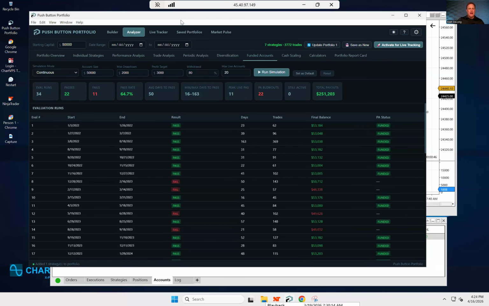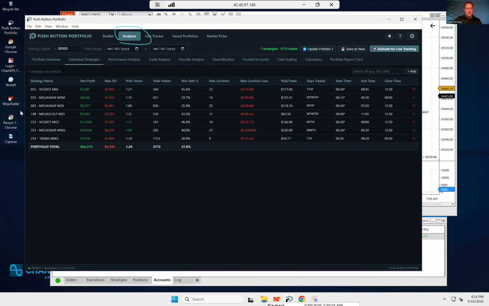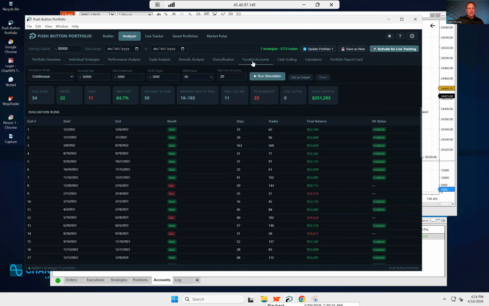So let's pop over. This is our actual portfolio tools, and what we're looking at right now is an analyzer. What I did is basically build a portfolio of individual strategies. And what you'll notice right here is the 10 EMA on the MNQ, the one we were just looking at a few minutes ago, that exact strategy we were just talking through. I want to show you on the funded account tab how this can work.